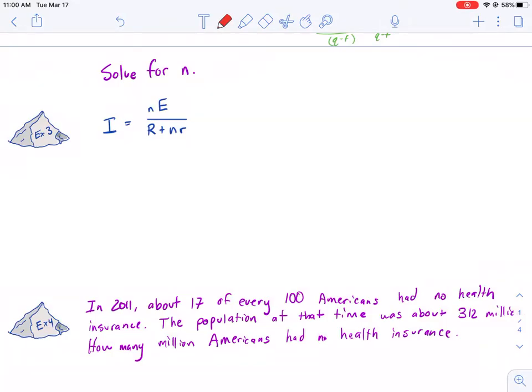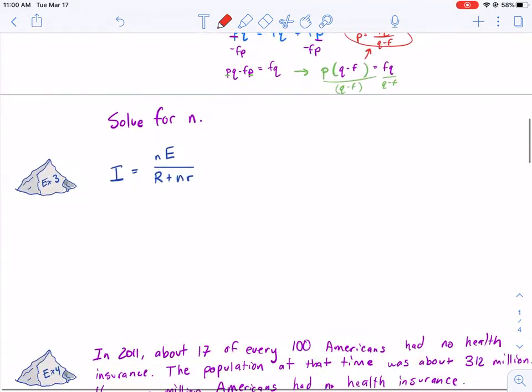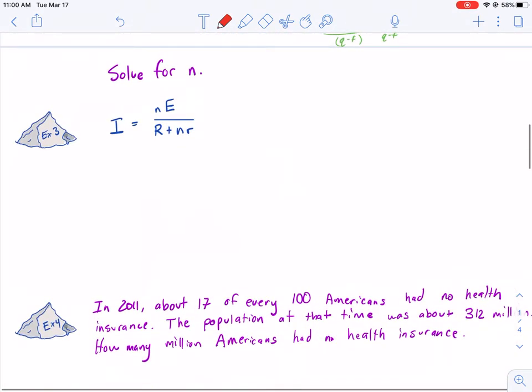Picking up where we left off in applications of rational functions 6.5, we have example 3. We're asked to solve for n. We have a couple problems. N is here in multiple locations. We see that n is being multiplied by multiple things and being added, and we see that n is in the denominator of a number. So we have our work a little bit cut out for us, but it won't be too bad.